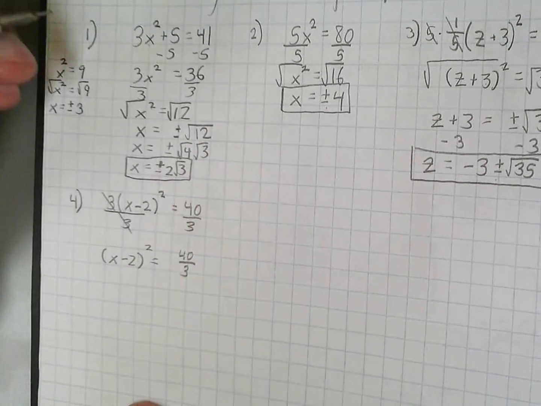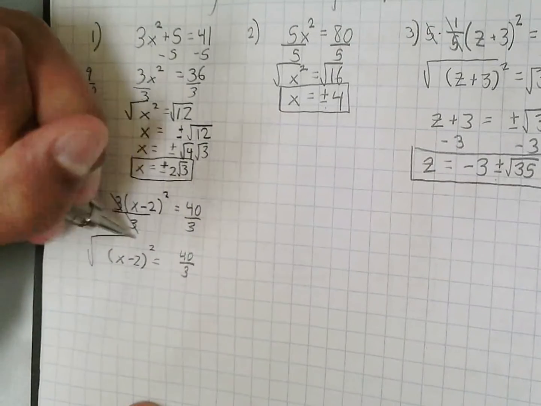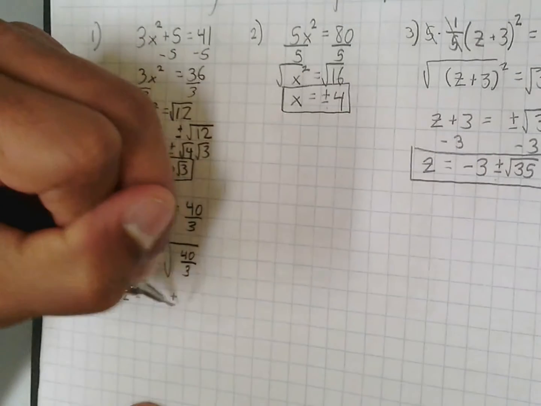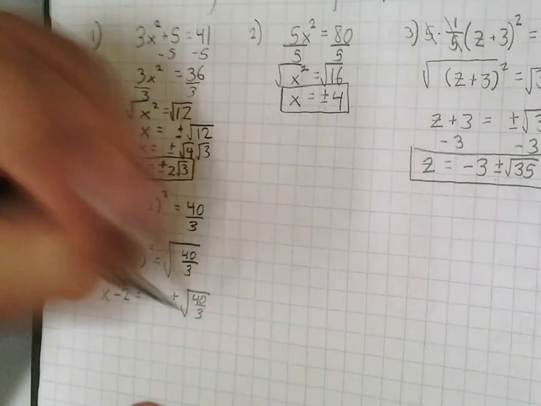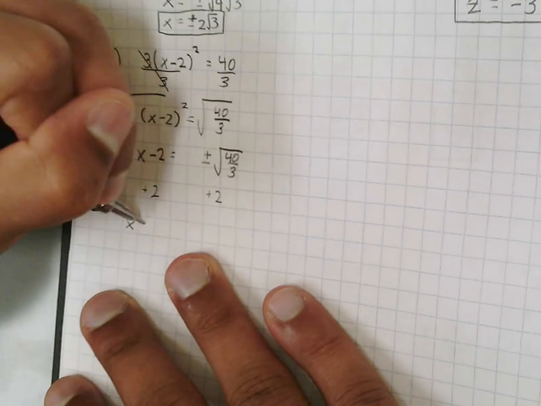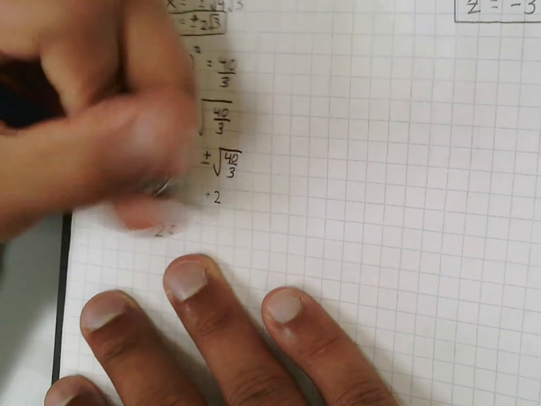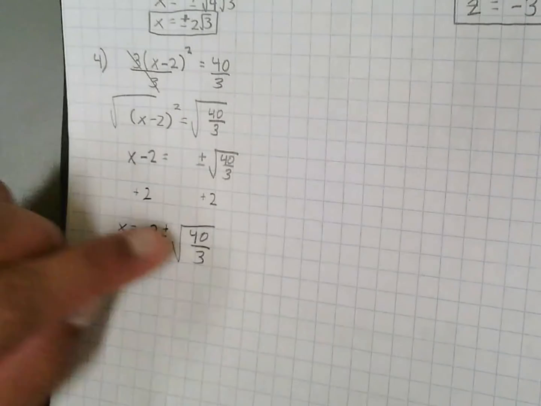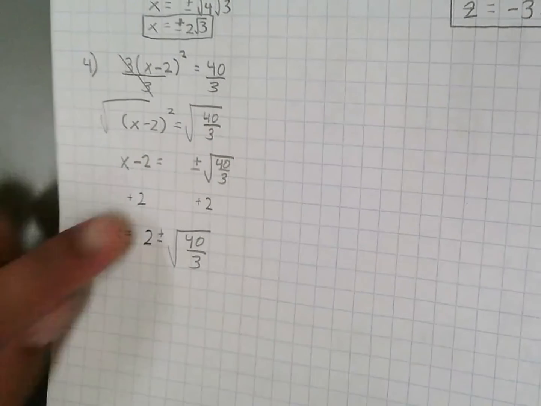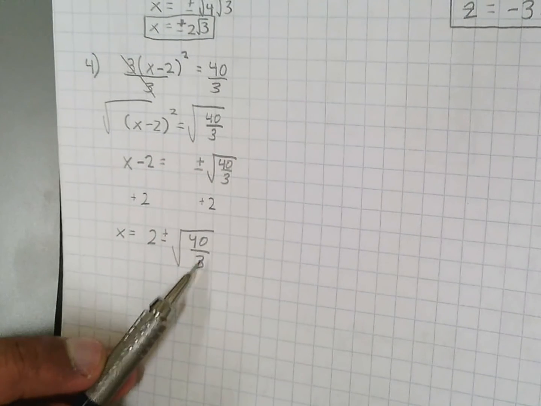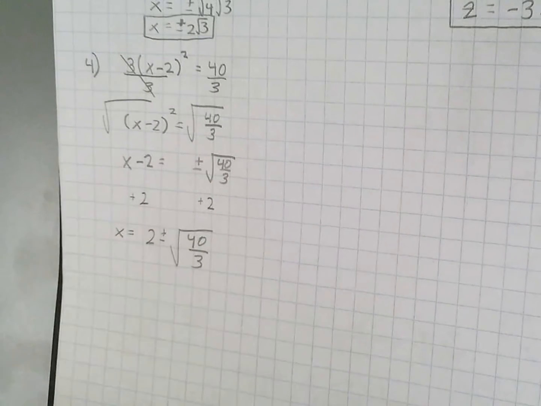And now I'll take the square root of both sides to undo the squared. So this is x minus 2 equals plus or minus the square root of 40/3. Finally I add 2 to both sides. So x equals 2 plus or minus the square root of 40/3. That is the answer. However, we want to simplify, or in this case I should say rationalize. Because I have a fraction in the denominator, I know that I need to rationalize this.